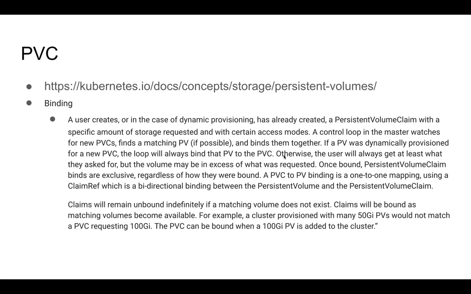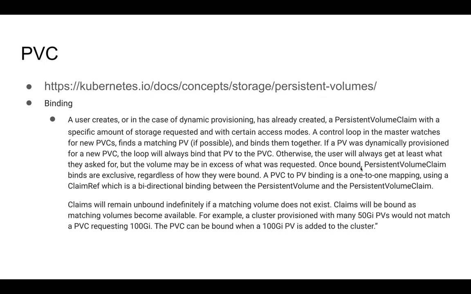I have asked for a certain amount of GB and that is not available because many users have claimed. Let's say the administrator created 100 GB and 99 GB is used. Now I ask for 2 GB, but only 1 GB is available. So what happens? The user will always get at least what they asked for, but the volume may be in excess of what was requested. If I ask for 2 GB and 2 GB is not available, I get an error. But it's possible that I ask for 1 GB and 2 GB is available, and I might get 2 GB. That's what it means.